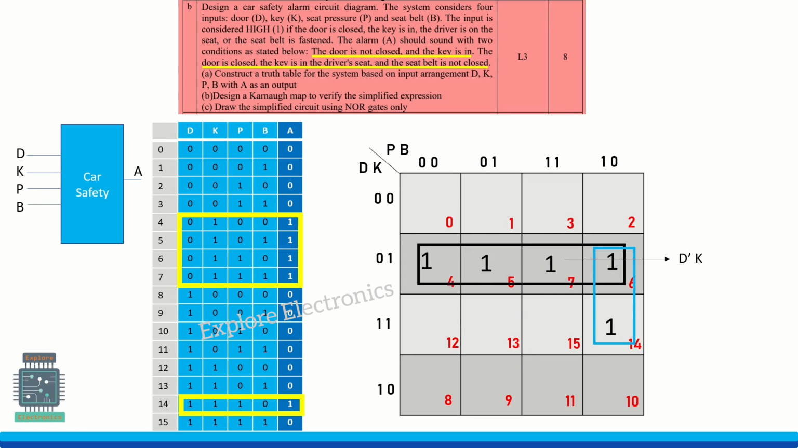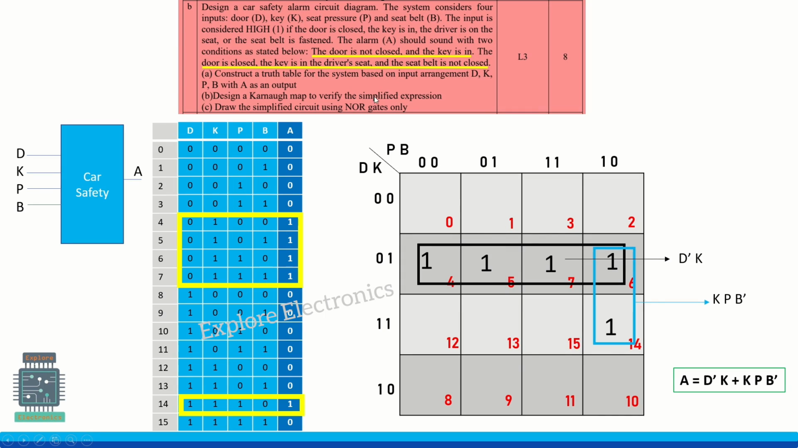This black group gives you D bar K. If you see here, D bar K, for D equal to 0, K equal to 1. And horizontally, P and B get cancelled. So we get D bar K. That is the condition they have given. You can see, door is not closed, that is D bar. Key is in, that is K. And the next thing is that all three inputs are 1 and B will be 0. It means K, P and B bar. So this is what we get as the output of these groups. If you put it together, it gives A is equal to D bar K plus K P B bar.